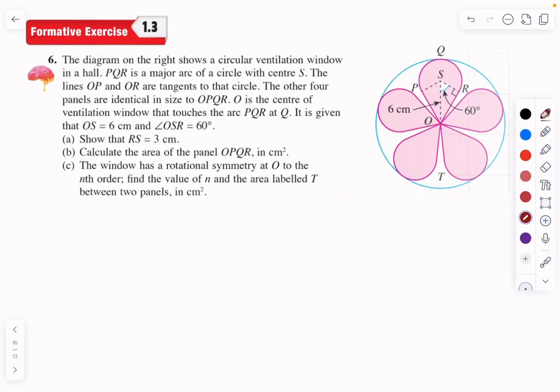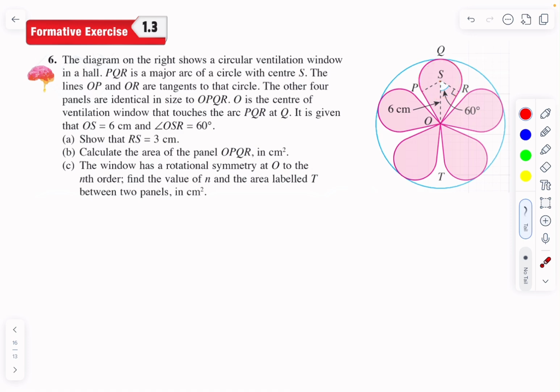Question 6. Diagram on the right shows a circular ventilation window in a hall. PQR is a major arc. Okay, so this is the major arc with center S. So this is the center, this is the major arc. Then this one will be the minor arc, but it's not shown here.